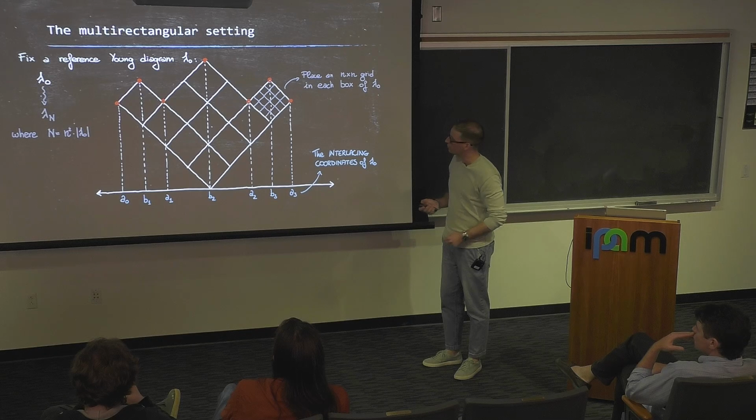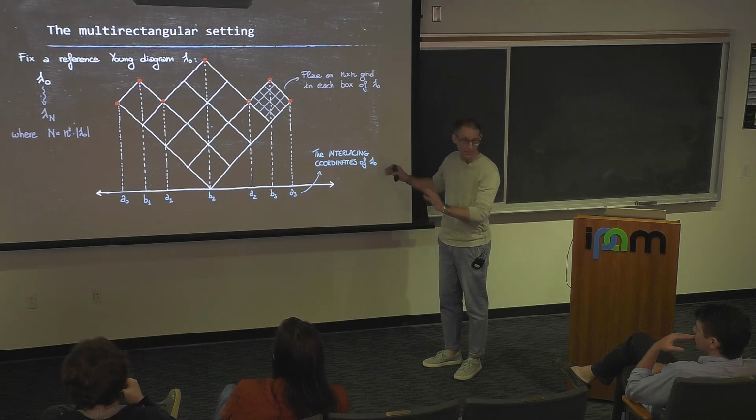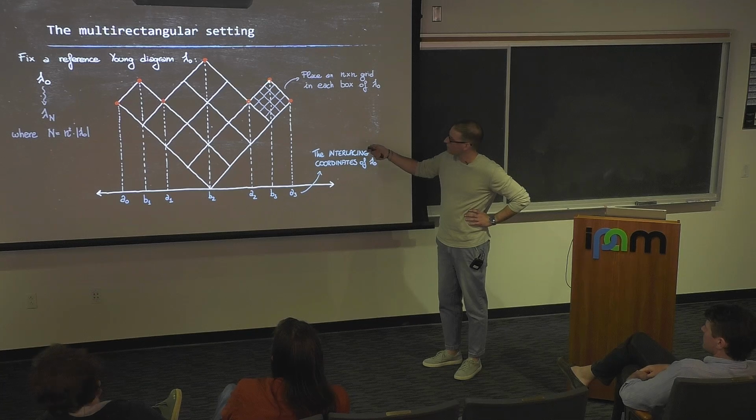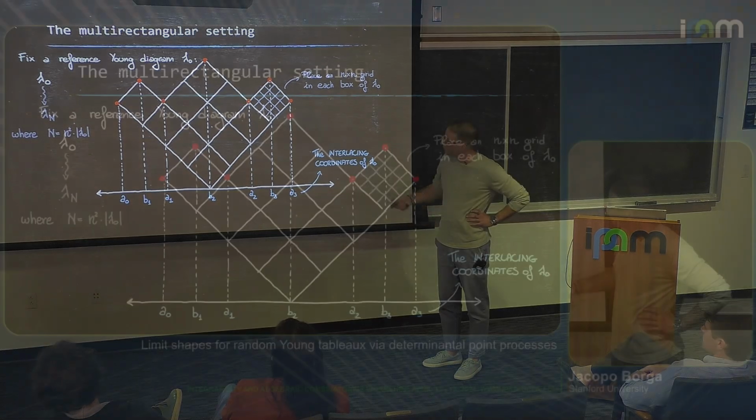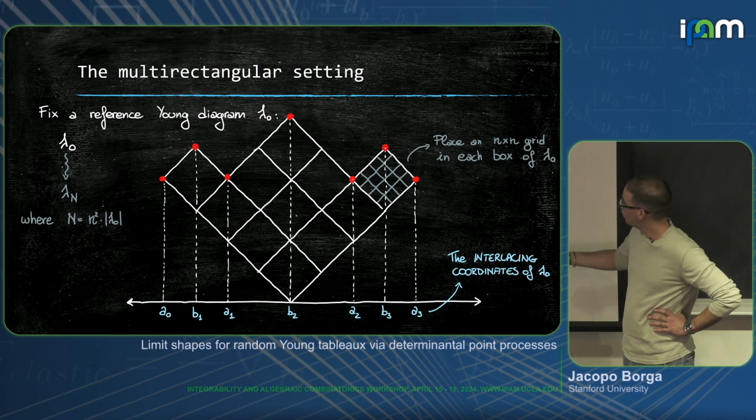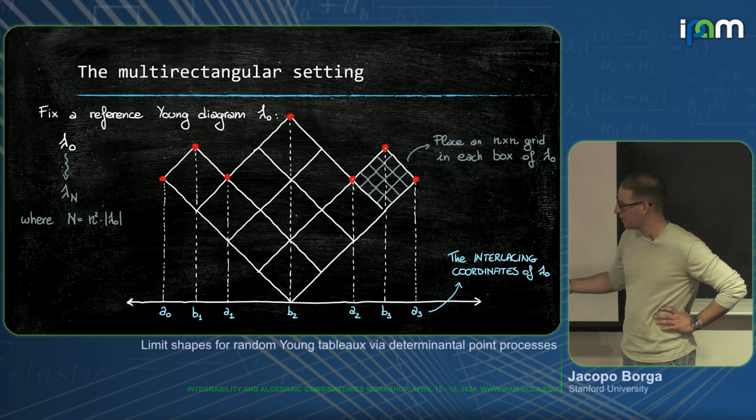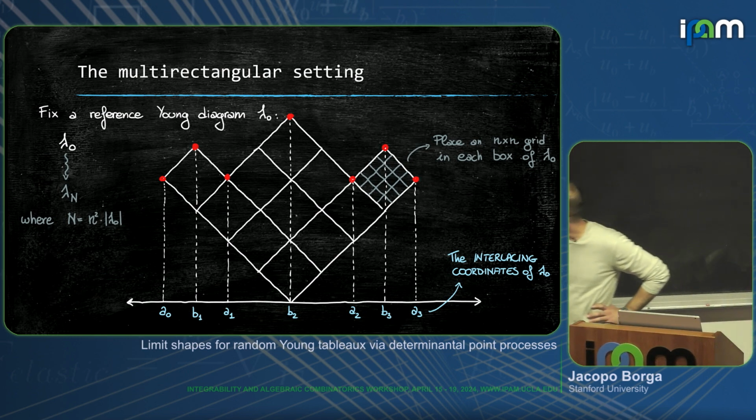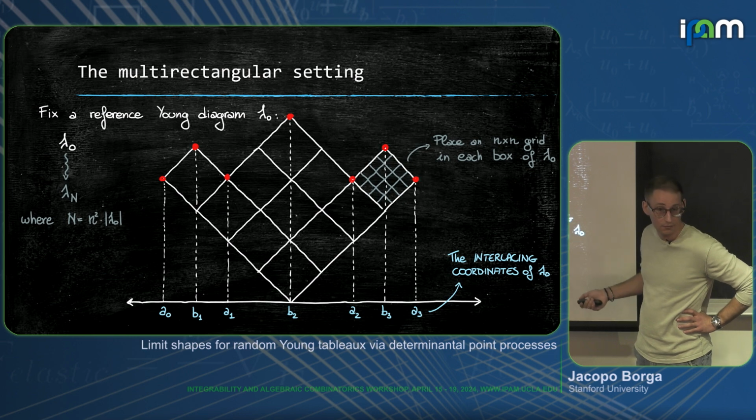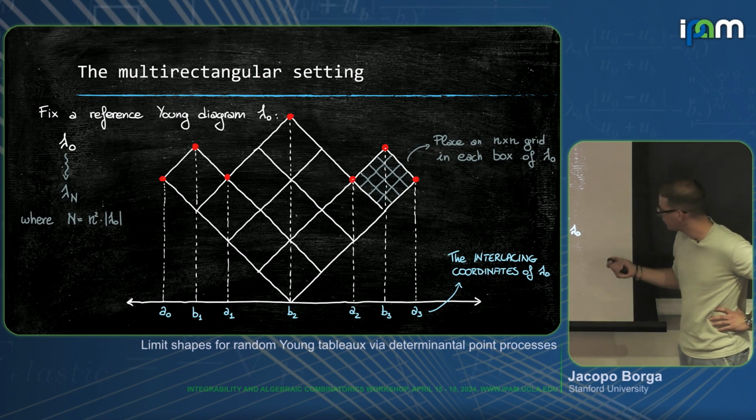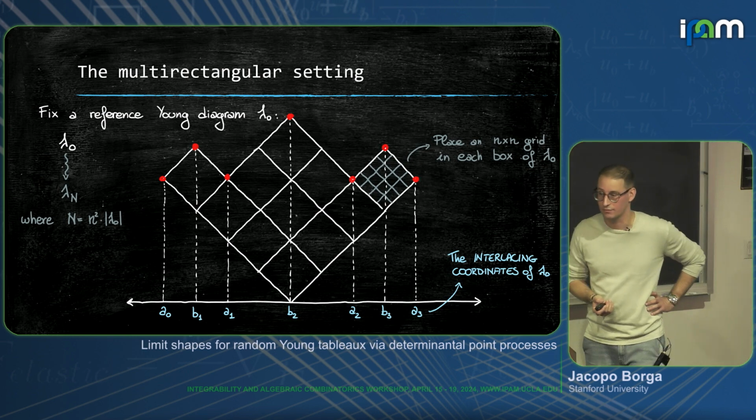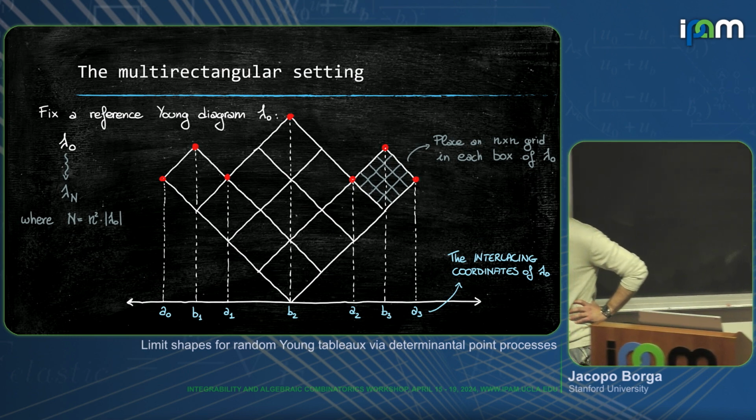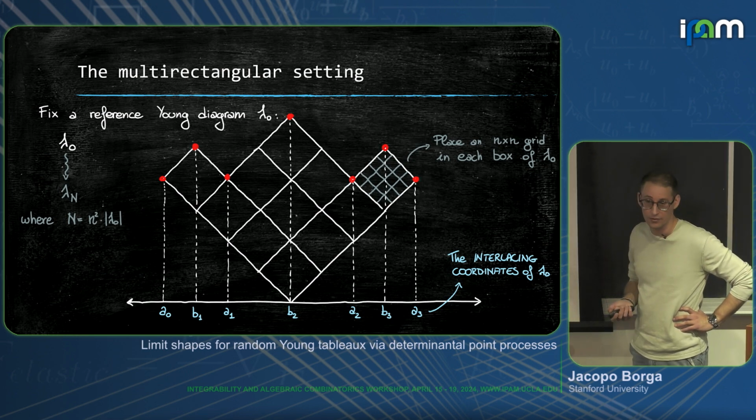OK, so I need a bit of notation. Remember, lambda 0 is fixed, so the white shape will never move. Look at the profile. You have some local minima and some local maxima, and they always alternate. I will denote the positions of the local minima by A_i, from A_0, the first one, to A_M, the last one. And B_i is the position of the local maxima of the profile. These are called in the literature the interlacing coordinates of lambda 0. Why interlacing? Because A_i and B_i always alternate. There is always one more A than B. So A will start from 0 and B will start from 1.